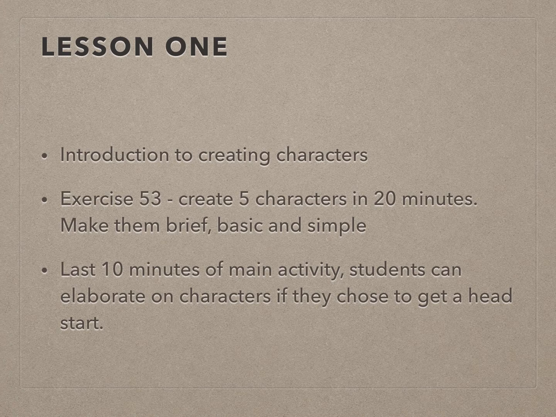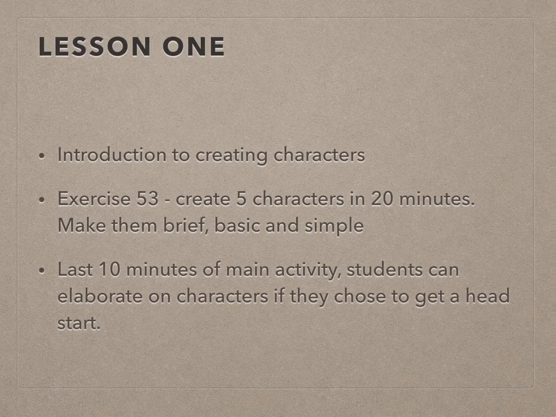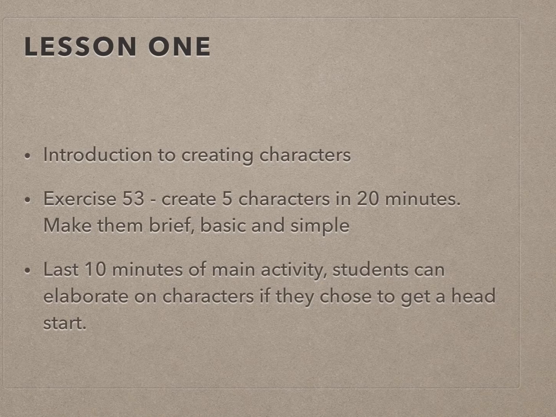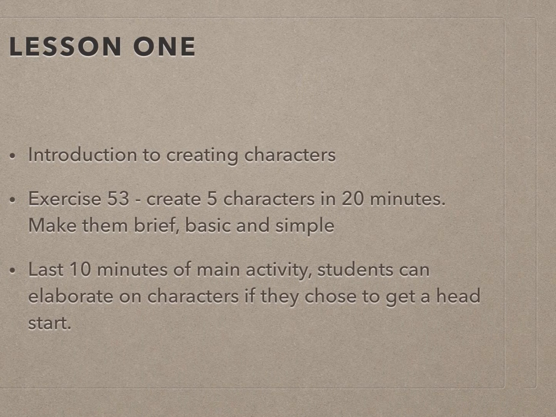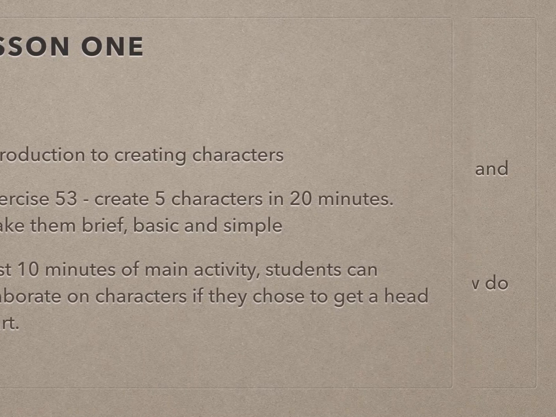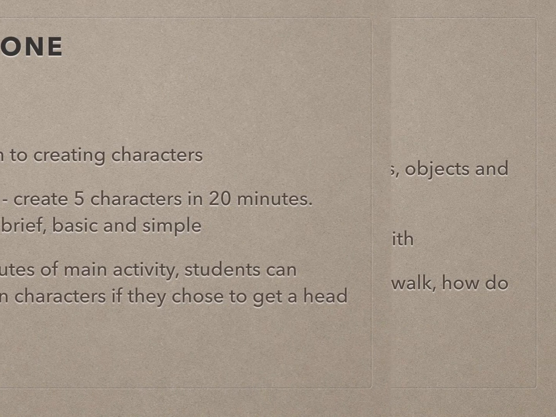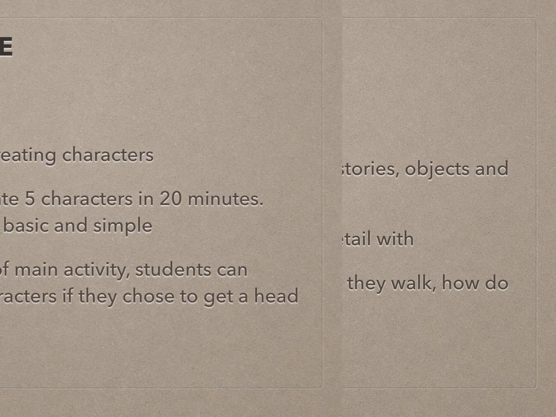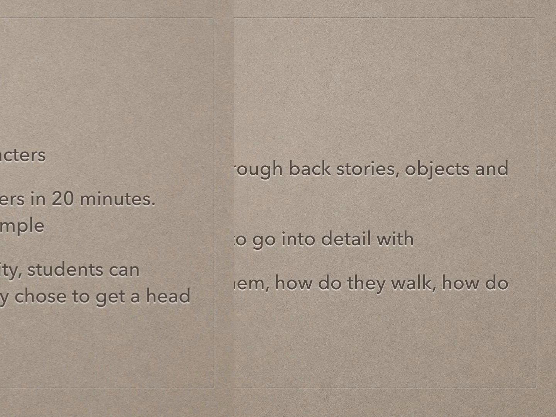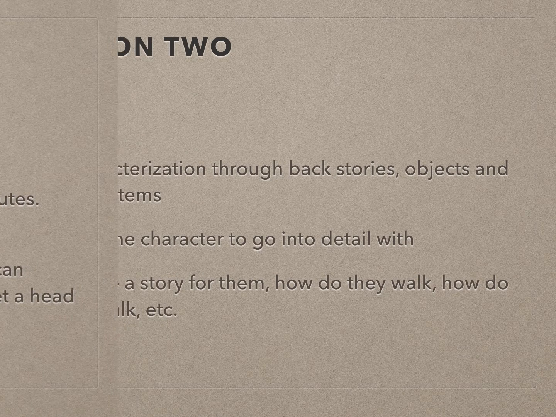In Lesson 1, we would go over introduction to characters, how to create a character, and the creative freedom each student has in making up these characters. This is where we would execute Exercise 53, which is about creating 5 different characters in a given amount of time. I chose 20 minutes. Since you have 4 minutes per character, these characters would be given a very simple and basic outline. In the last 10 minutes, the students can elaborate on all characters or choose one to go into detail with. This is an introduction to the next lesson, which is about backstories and motivations with each character.